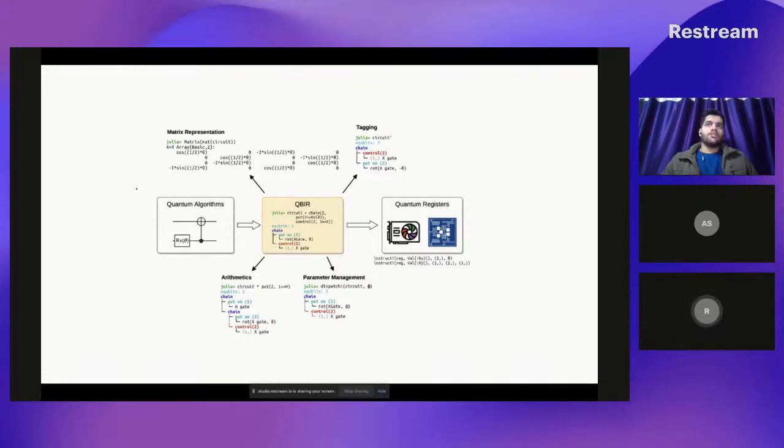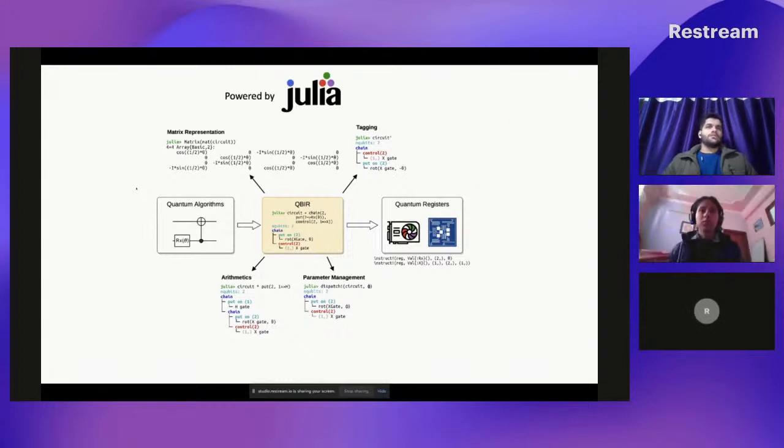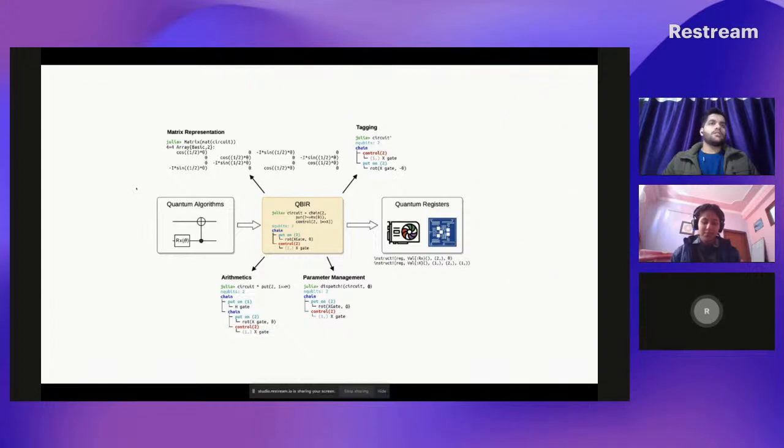So with all these potential applications, we build this ecosystem around the intermediate representation, which eventually evolved into a compiler. This is powered by Julia and the ecosystem of Julia, where you can get the best differential equation solvers, and the machine learning framework Flux, and the full language automatic differentiation engines, as well as a very rich ecosystem of statistics under JuliaStats.